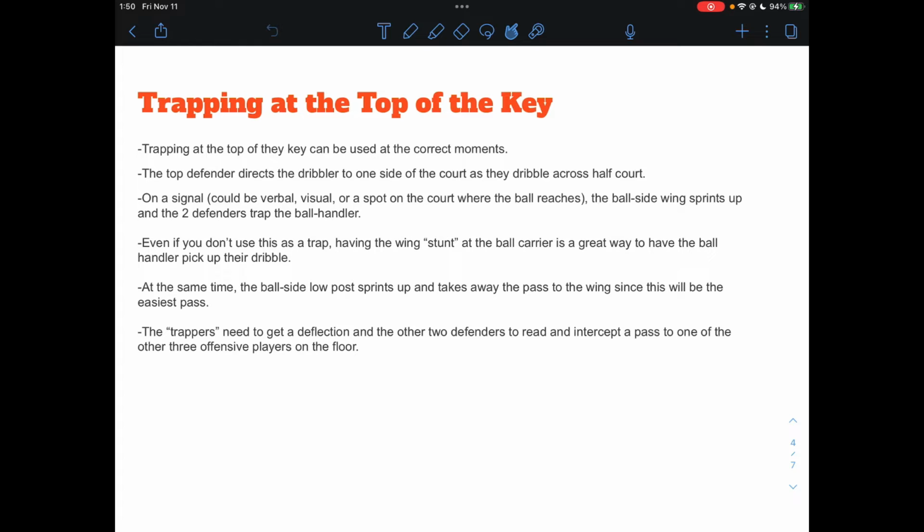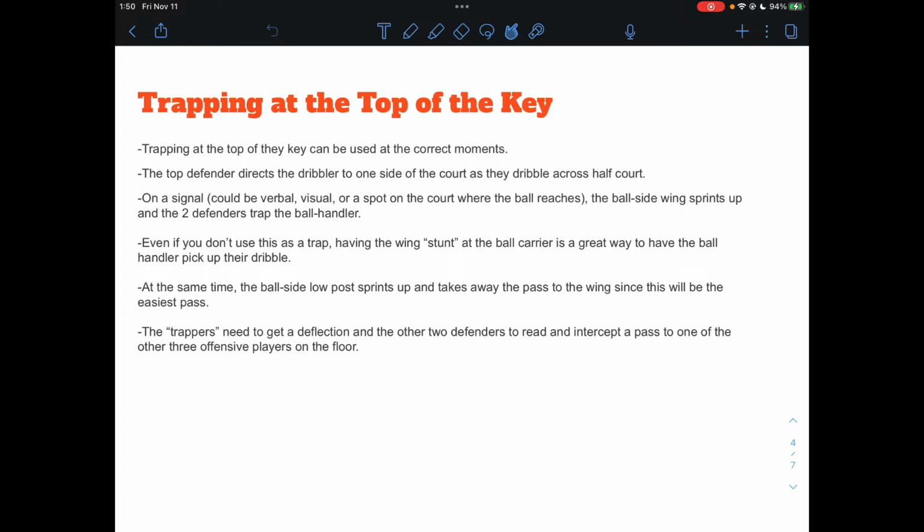or it could just be something like, hey, when they get to this spot in the court, that ball side wing is going to sprint up hard, and the ball side wing and the top defender can trap right there. Hopefully get them to pick up their dribble, and then we have them in a 2-on-1 where they have to try to pass through a double team.